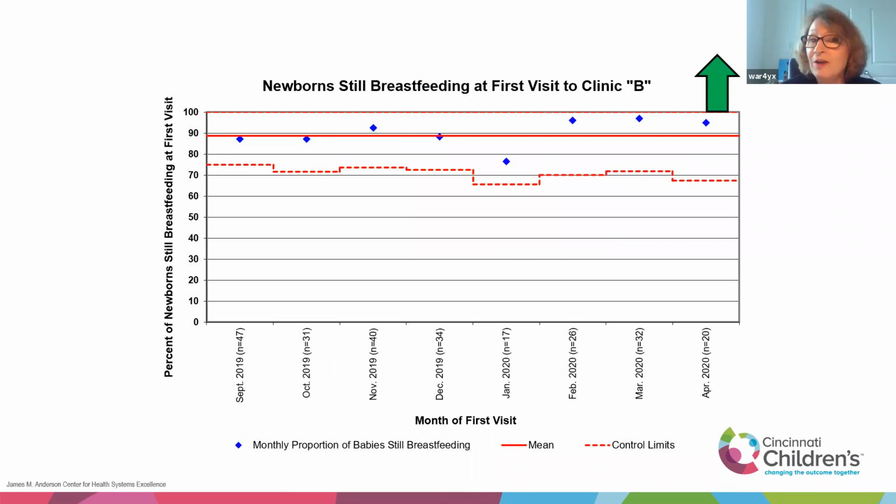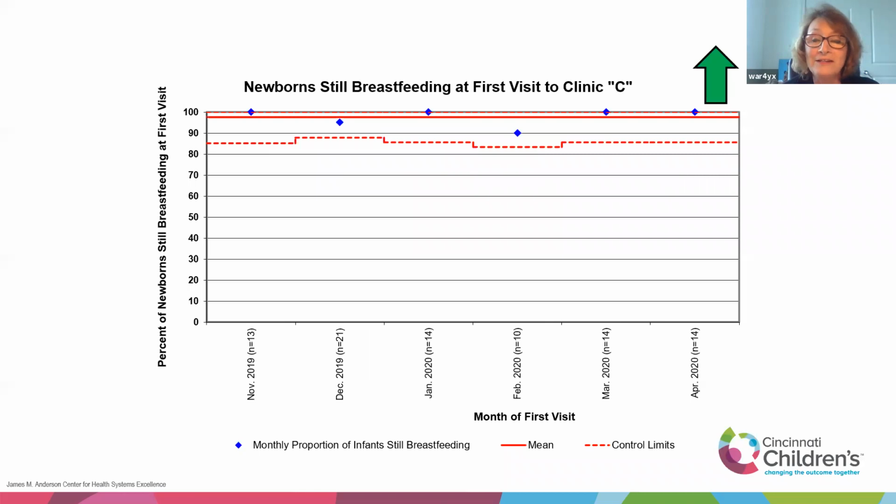Clinic B, we have not been able to collect data for as long with Clinic B, but also has quite a few babies coming, 26 to 47 babies, and about 89% of babies are still breastfeeding at that first visit. And what we know is that means 11% of babies started breastfeeding, but for some reason did not get to continue breastfeeding. So room for improvement. And then our Clinic C, our next slide, this clinic has a lot of babies still breastfeeding at the first visit. About 96% are still breastfeeding at the first visit. So very, very many are still continuing to breastfeed.